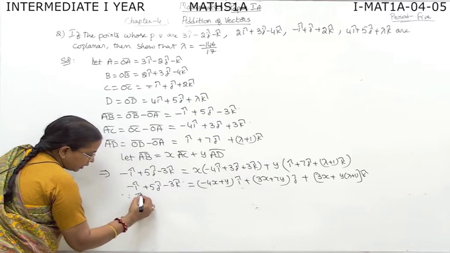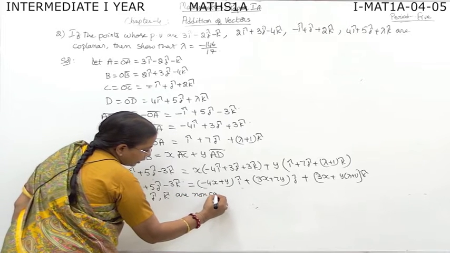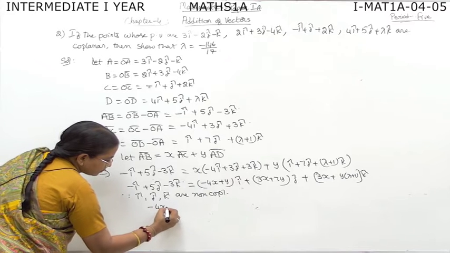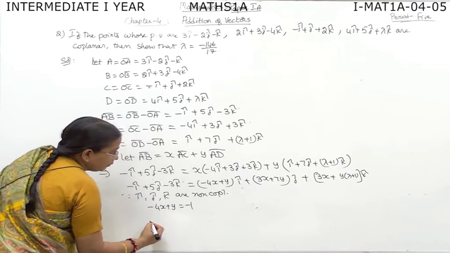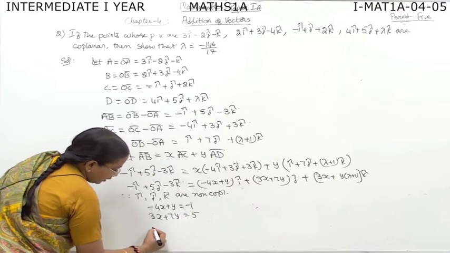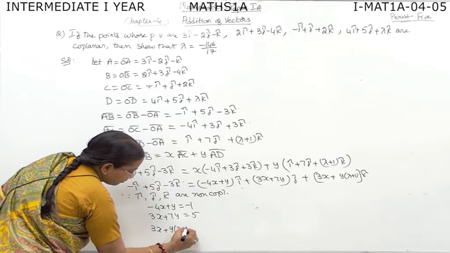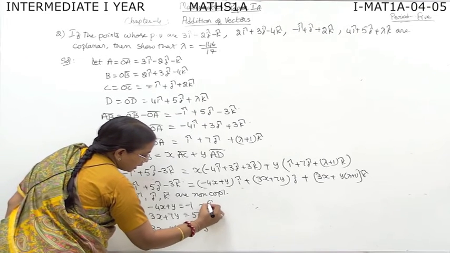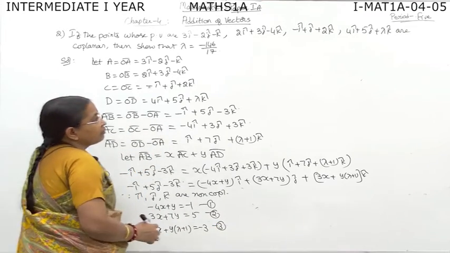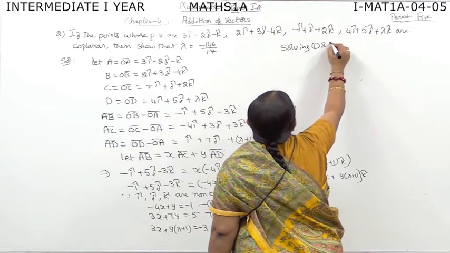Now since i, j, k are non-coplanar, you can equate the coefficients of like vectors. That is minus 4x plus y is equal to minus 1, and 3x plus 7y is equal to 5, and 3x plus y into lambda plus 1 is equal to minus 3. So like in the earlier problem, number them as three equations like this. Then solving 1 and 2.